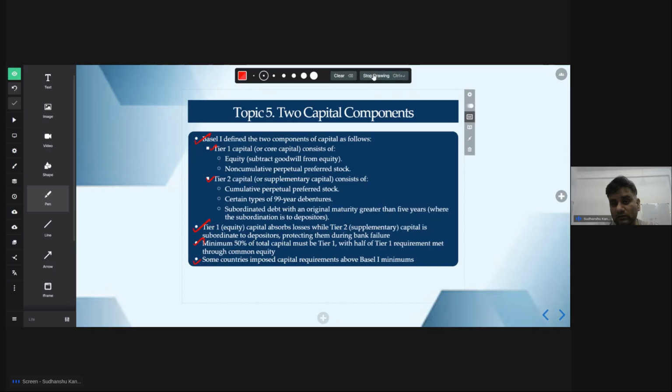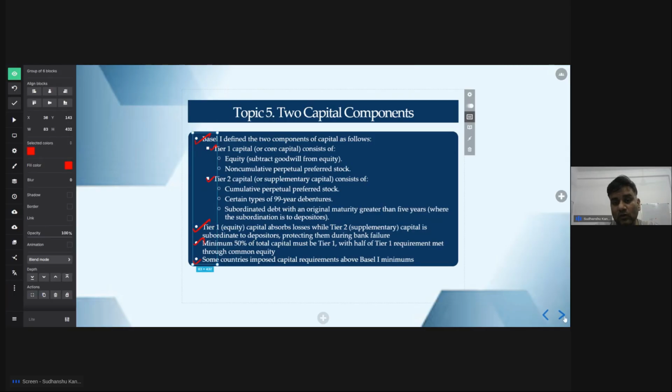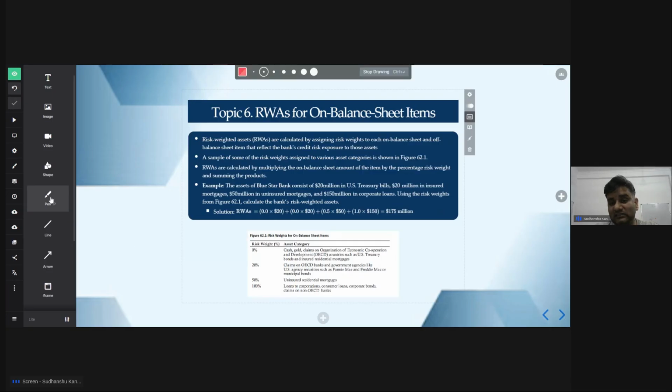So now, once we have understood this, we go into risk-weighted assets for on-balance sheet items, right? Continuing in the same understanding, we are now focusing on the next topic, after the introduction of topics 1 to 5 which we had. So, topic 6, which is risk-weighted assets for on-balance sheet items.